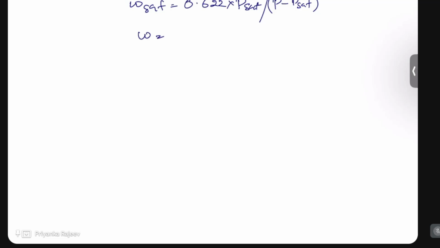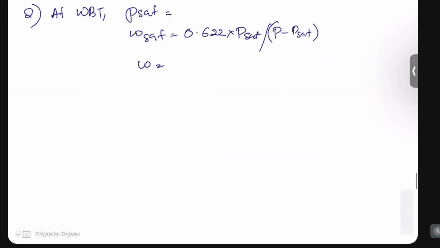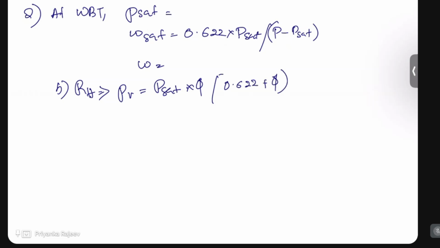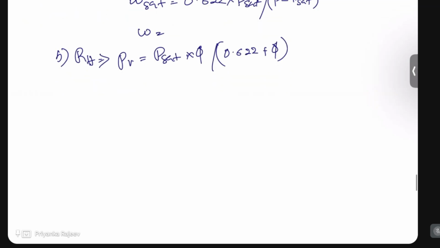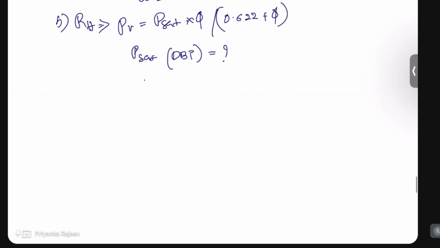Next is the RH value. PV equals PSAT times 5 by 0.622 plus, so PSAT you have to find at the dry bulb temperature. So RH equals PV by PSAT.